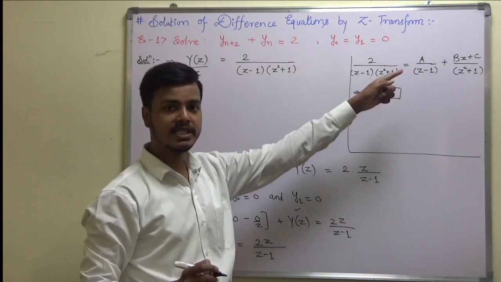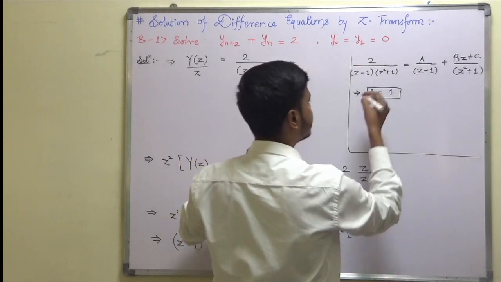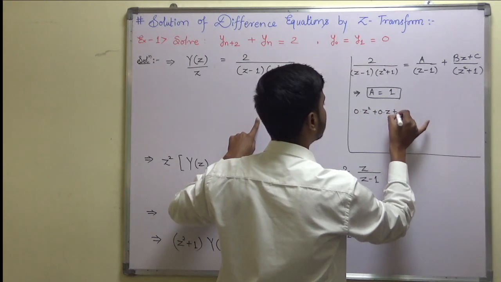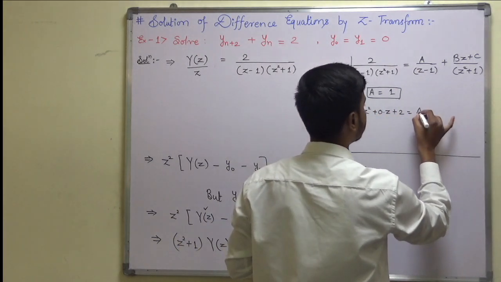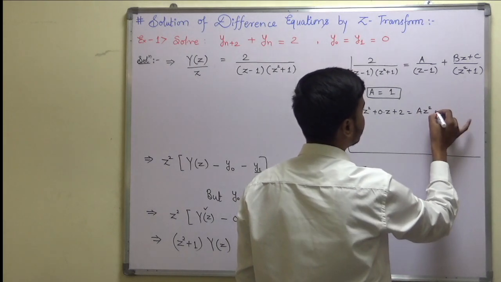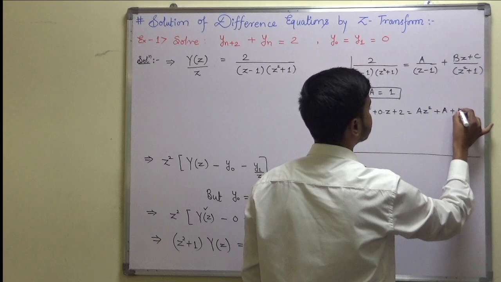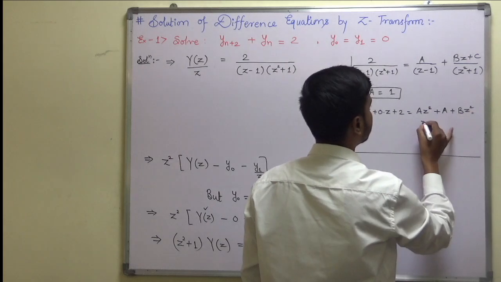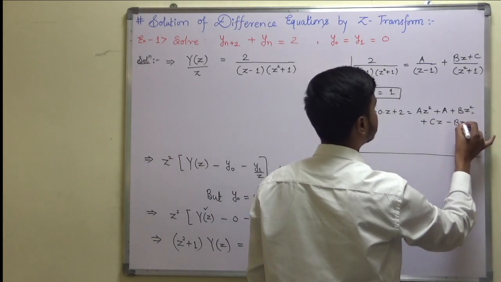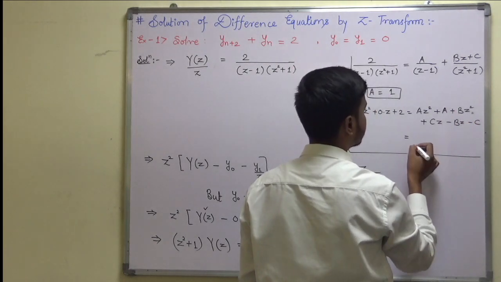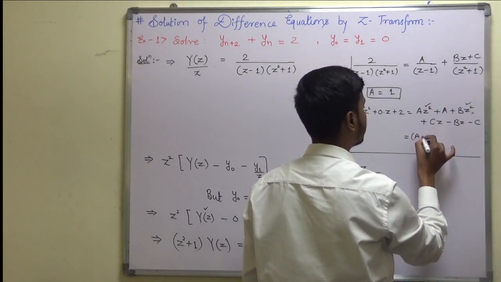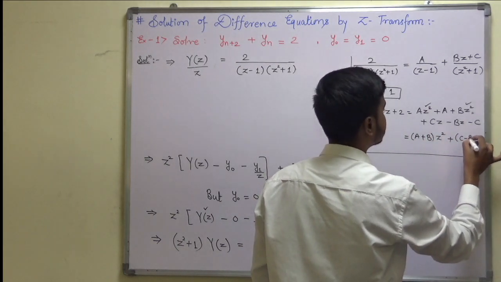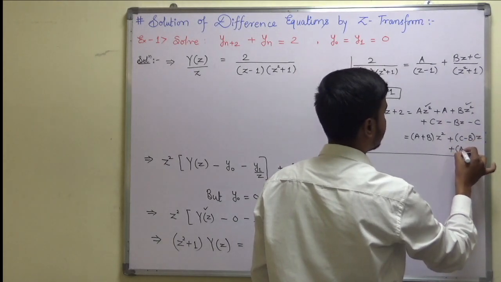And what about bz plus c? We have to take the LCM. When you take the LCM, you'll be getting 0z square plus 0z plus 2 is equal to az square plus a plus bz square plus cz minus bz minus c. This is nothing but collecting the like terms. So this is a plus b z square, then c minus b z, then a minus c.